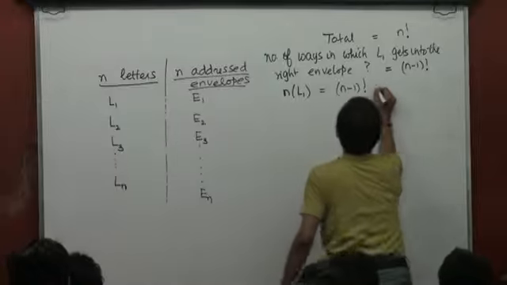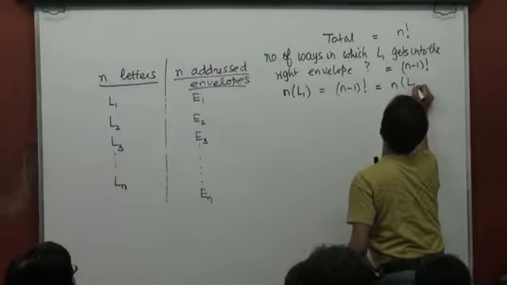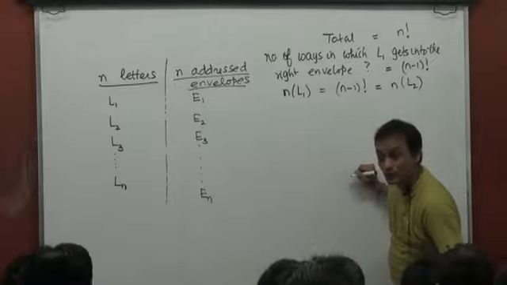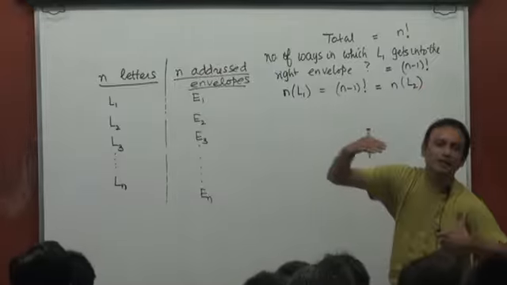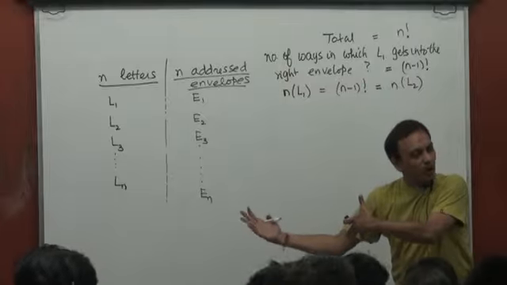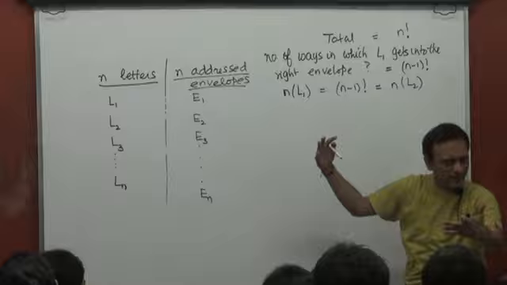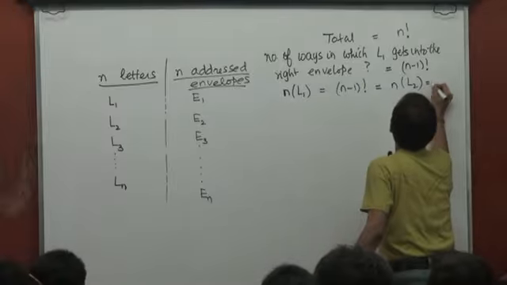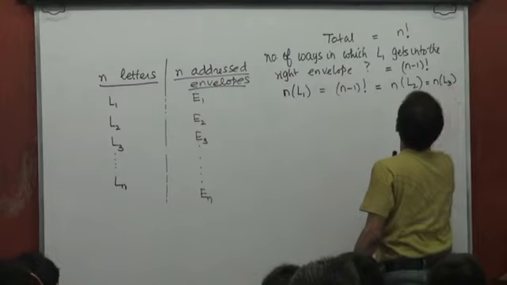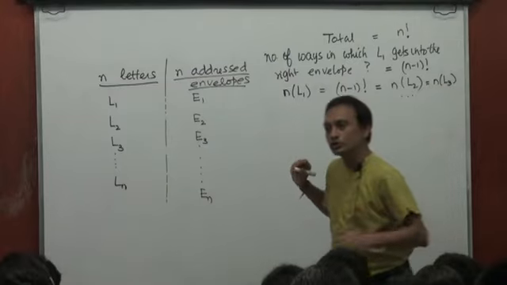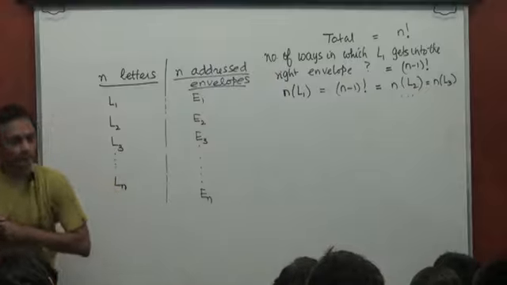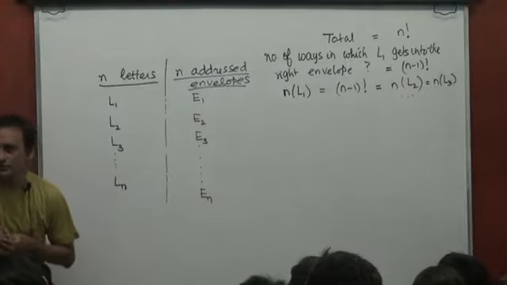Similarly, do you realize that this is also the same as the number of ways in which L2 gets into the right envelope? Put L2 in E2 and the remaining n minus 1 in n minus 1 spots can be done in n minus 1 factorial ways. Same thing. This is the same as n(L3) and so on and so forth. Clear? Is there an issue with this?